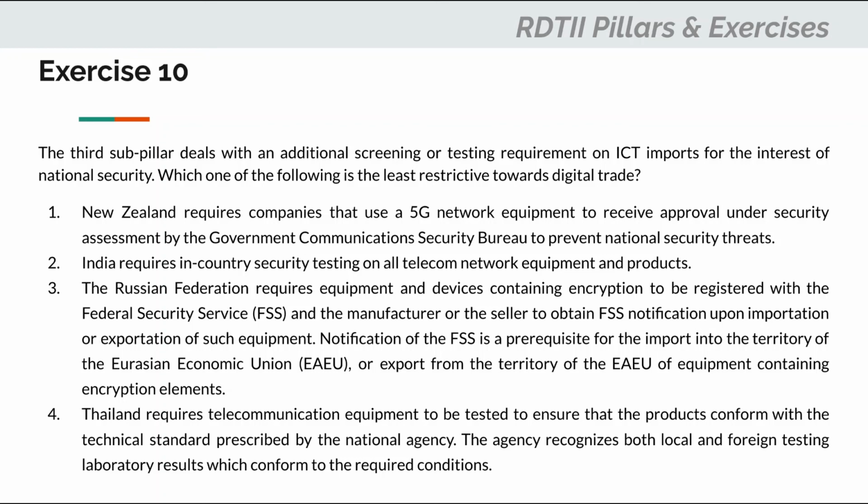Third, the Russian Federation requires equipment and devices containing encryption to be registered with the Federal Security Service, FSS, and the manufacturer or the seller to obtain FSS notification upon importation or exportation of such equipment. Notification of the FSS is a prerequisite for the import into the territory of the Eurasian Economic Union, EAEU, or export from the territory of the EAEU of equipment containing encryption elements.